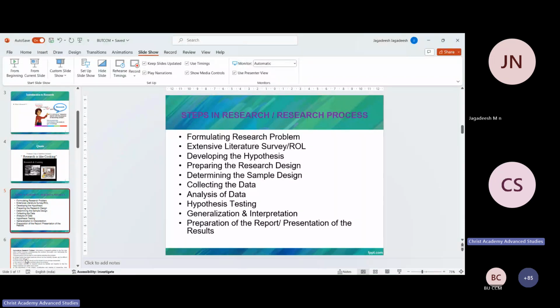The first step is formulating the research problem, then extensive literature survey, developing the hypothesis, preparing the research design, determining the sample design, collecting the data, analyzing the data, hypothesis testing, generalization and interpretation, and preparation of the report or presentation of the results. So, one by one, we are going to discuss now what the steps in the research process are.